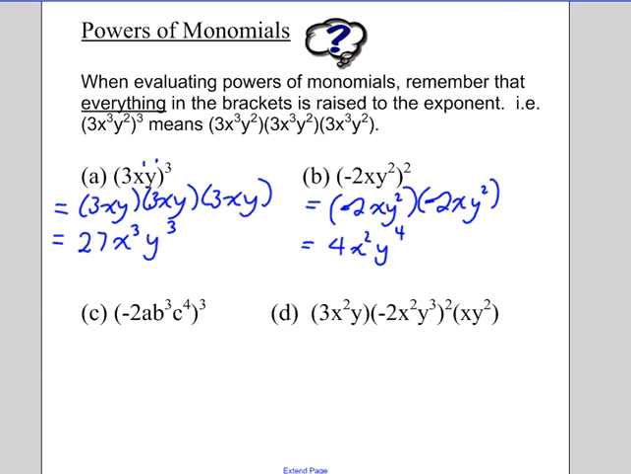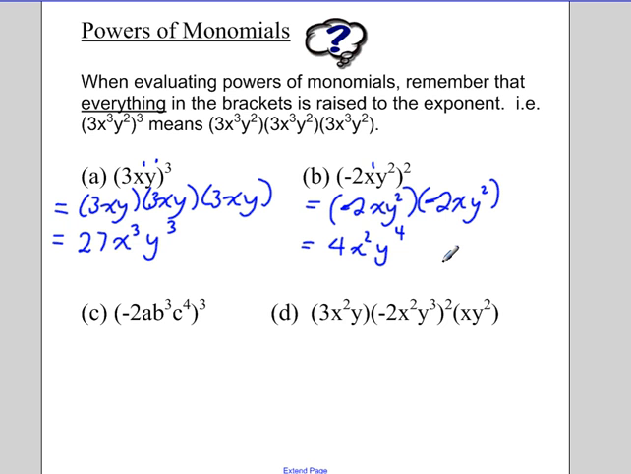Again, you can skip right to that answer. You can ask yourself, what's negative 2 in brackets squared? And that would be 4. What's x to the 1 squared? That's x squared. And what's y squared squared? And that's y to the 4. What you're actually doing here, if you are skipping steps, is you're using the power to a power rule, which says when raising a power to a power, you multiply the exponents.